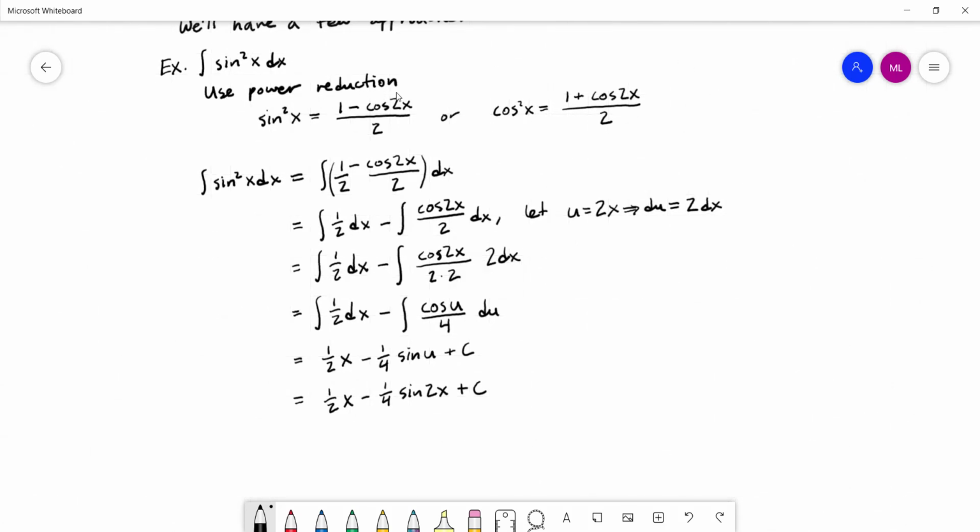So power reduction formula is going to be one technique that we're going to use a lot. Typically, the most common place to use it is when we're dealing with even powers of a single trig function. So like sine squared, sine to the 4th, cosine squared, cosine to the 4th, go all the way up to 6th power, 8th power, and so on. You're going to be using power reduction formula in any of those where you're just dealing with a single trig function raised to an even power.